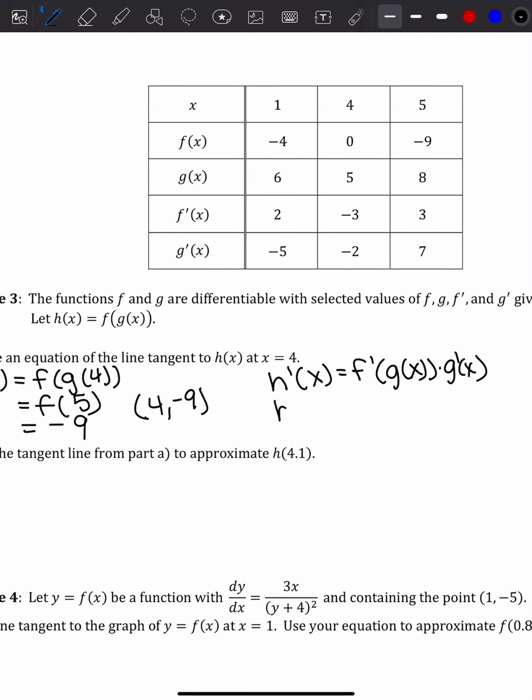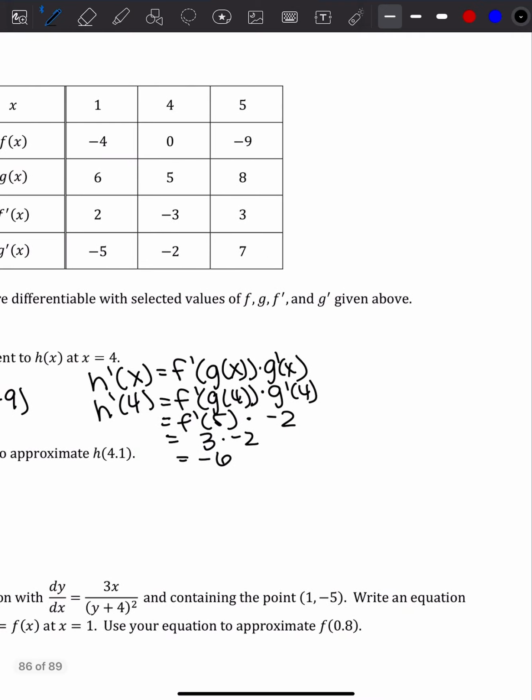And we're going to plug in 4. So h prime of 4 is equal to f prime of g of 4 times g prime of 4. Well, g of 4 we found out earlier was 5, so we're looking at f prime of 5 times g prime of 4. G prime of 4 looks like it's -2. F prime of 5 looks like it's 3, so 3 times -2, which equals -6. They've used 6 for a lot of these.